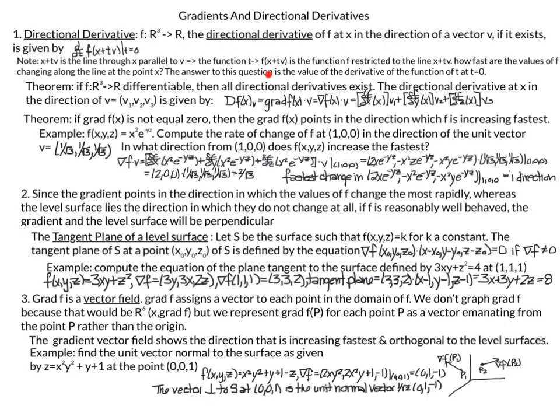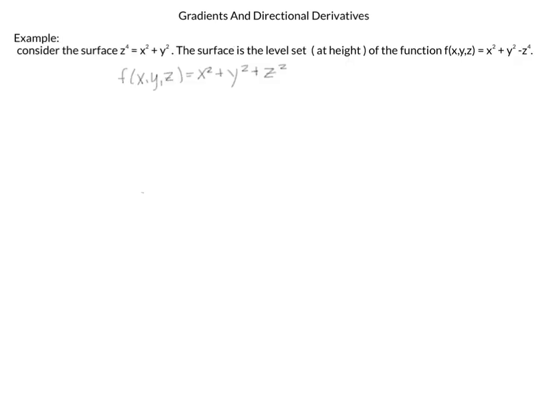Now that we've covered our main topics, we'll do some more problems. For our first example, we're going to consider the surface z to the fourth equals x squared plus y squared. Because I want to take the gradient and consider level surfaces, I'm going to move the z over, so my f of x, y, z is equal to x squared plus y squared plus z. So here's our function, and what we are going to see is that we're going to have a hard time looking at the gradient at 0.